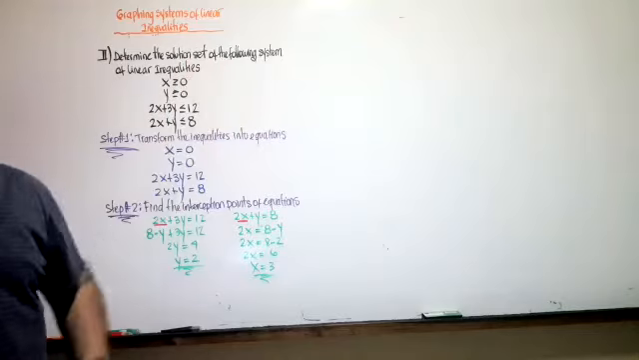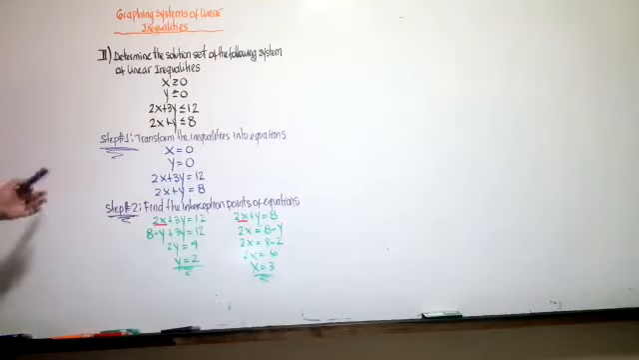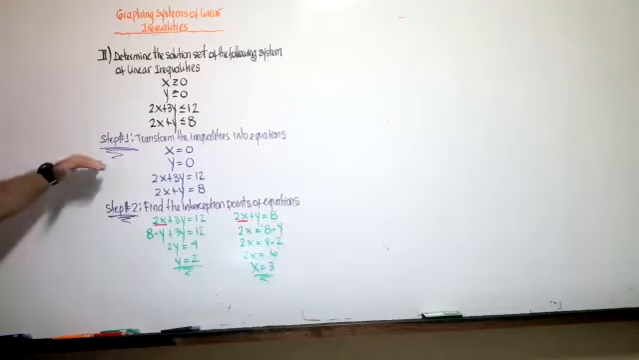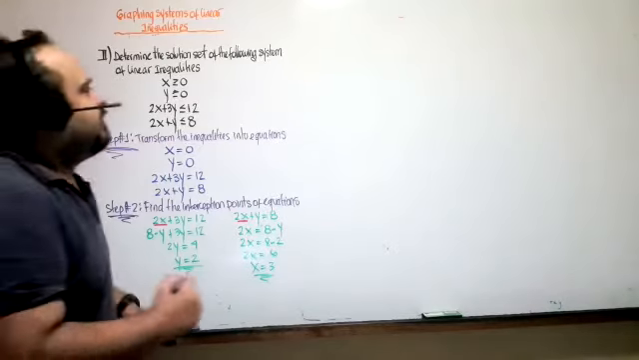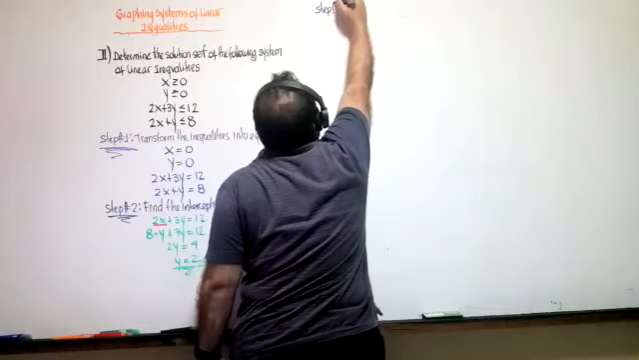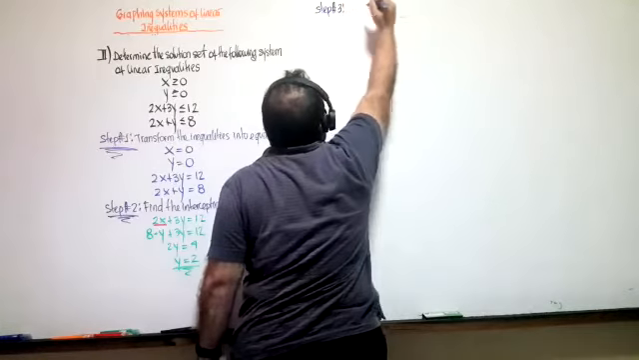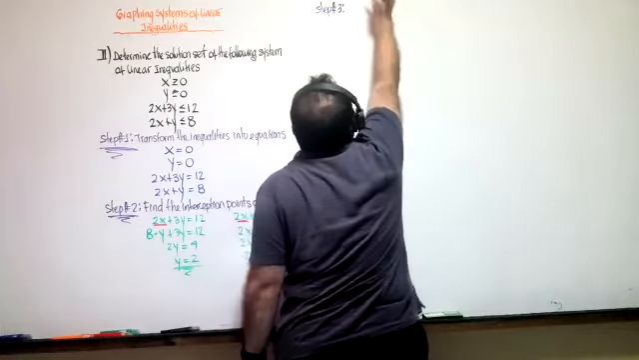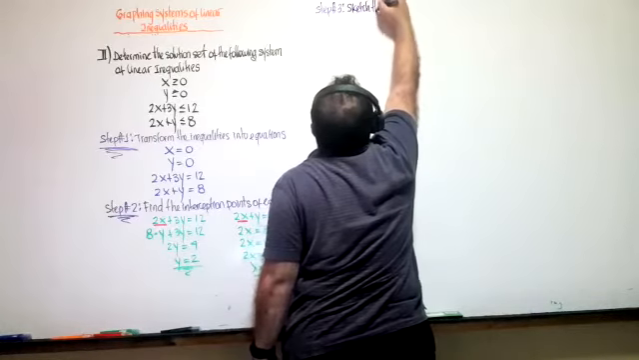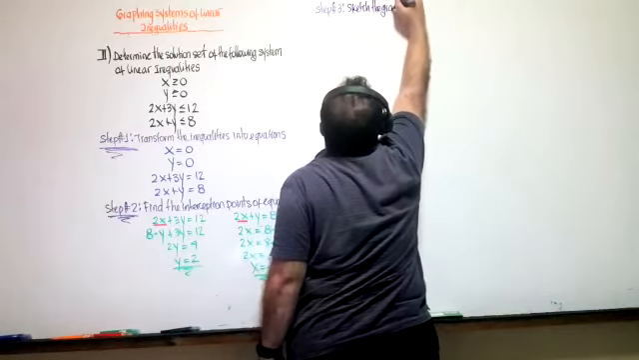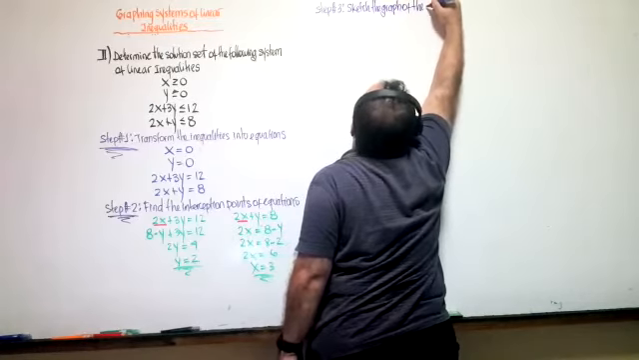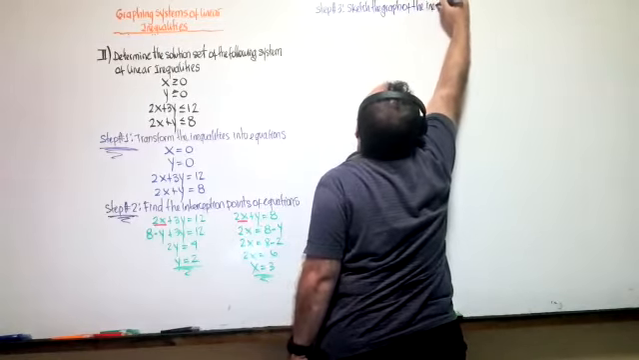Okie dokie then. So this is going to be step number 2. Now, because we know step 1 and step number 2, remember that step number 3 will be to sketch the graph of the equation of the inequality. We're going to do that next, okay?